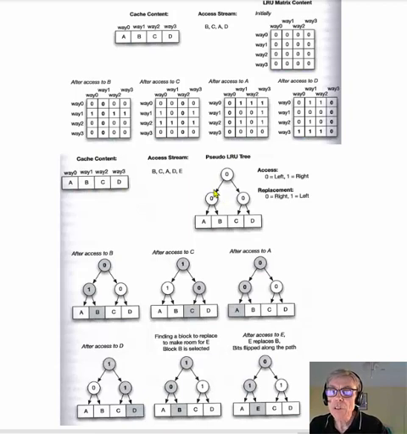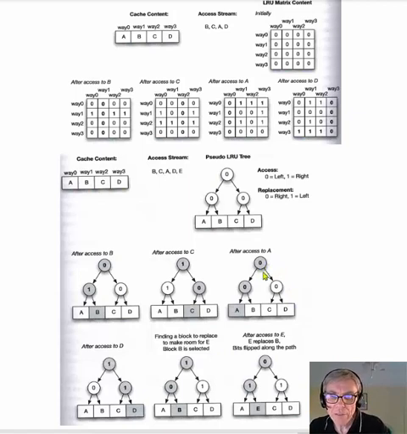And the rule is that when we're accessing a block, if we have to move left to get to the block, then we set the bit that we just traversed to a 0, and if we have to move right, then we set the bit to a 1. So when we access B, we have to move left at first, and so we set that bit to a 0. We move right at the second level, and so we set that bit to a 1. Then when we access C, we move right at the first level, so we set that bit to a 1, and then left at the second level, so we set that bit to a 0.